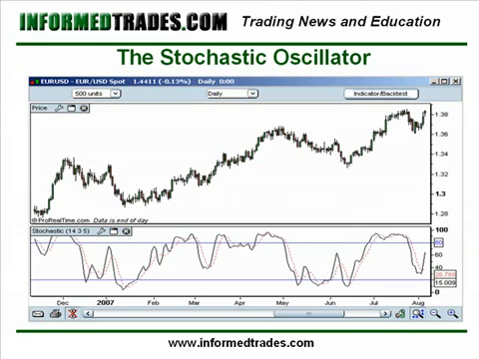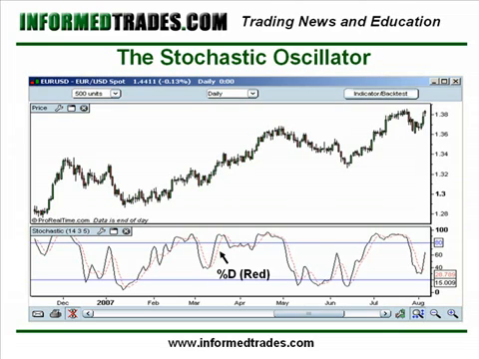The stochastic contains two lines which are known as the %K line and the %D line. I'm not going to go into the formulas for each because most charting packages, if not all charting packages that you'll use, will calculate these lines for you. However, you should know that this is a momentum oscillator, so when the %K line is rising, that is an indication that momentum in the market is increasing, and when the %K line is falling, it's an indication that momentum in the market is decreasing.